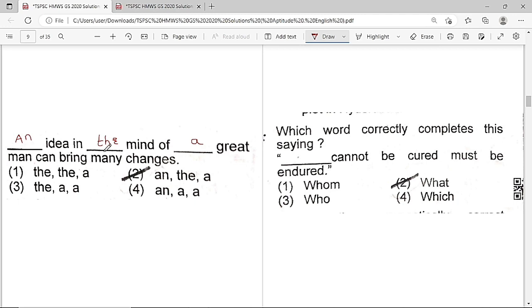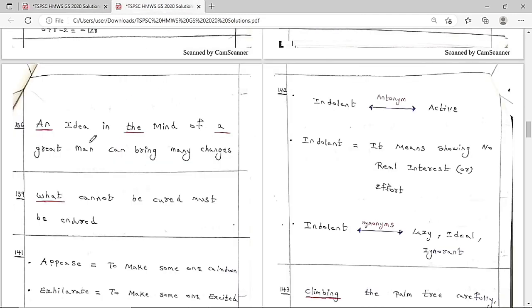So let me discuss something more about this one. Same thing we have written: an idea in the mind of a great man can bring many changes. So finally I can say, an idea in the mind of a great man can bring many changes. This is the correct solution of this question.